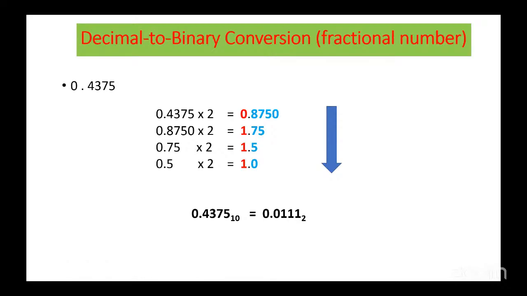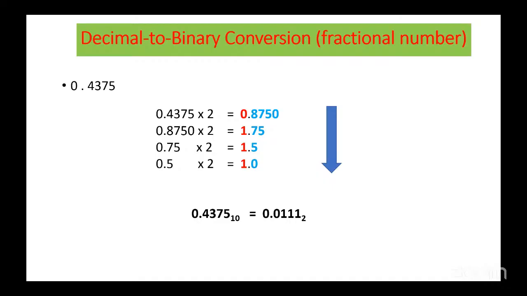Next, decimal to binary conversion, fractional. 0.4375. This is a fractional decimal number. How to convert it into a binary number? Can you imagine this? So, which is the simplest method? You can go for it by multiplying by 2.